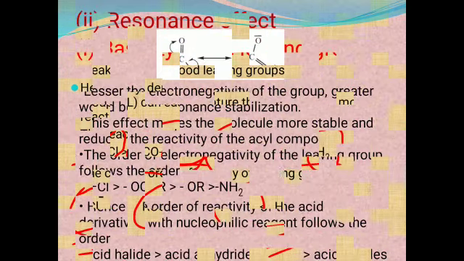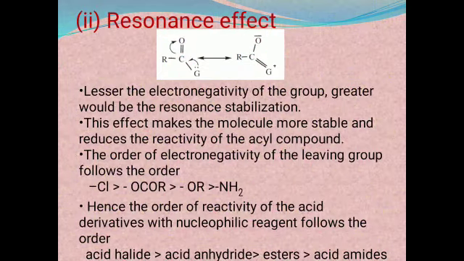The next one is the resonance effect. Look at this expression, RC double bond O bond G. Here G represents the leaving group. It gets transformed into another form just by delocalization of electrons. The leaving group G has a lone pair of electrons, which is shifted to make a double bond. As a result, the carbon-oxygen double bond becomes a single bond and CO minus is obtained. So this is a kind of tautomerism.